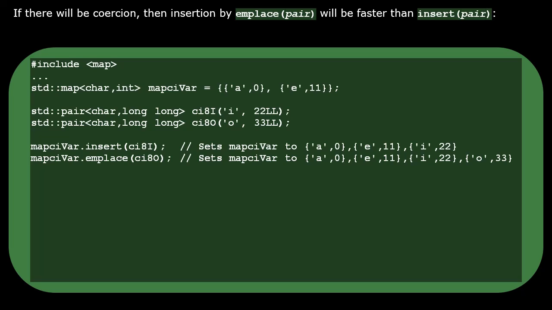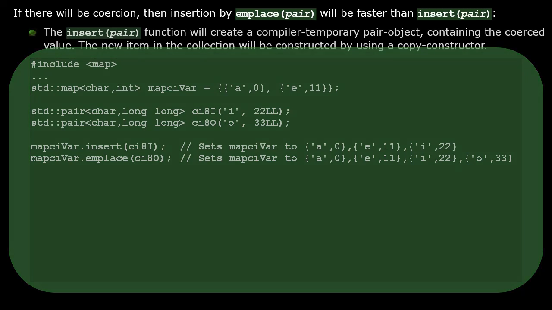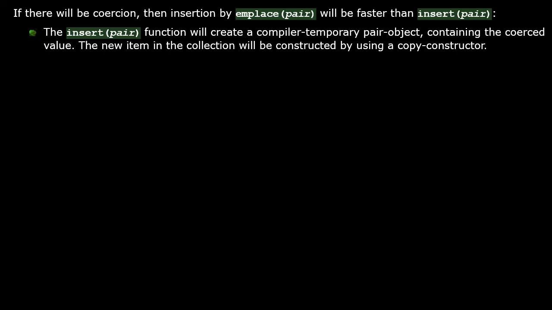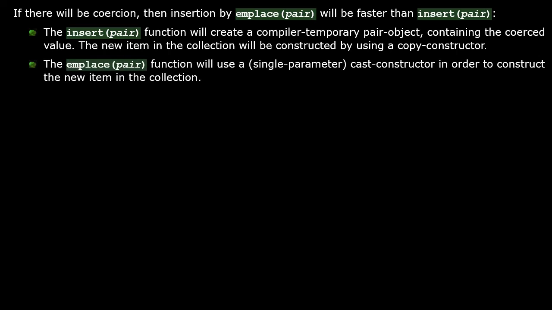If there will be coercion of the value type, then the emplace function will be faster than the insert function. That's because the insert function will create a compiler temporary pair object to contain the result of the coercion. The new item in the collection will then be constructed by using a copy constructor, copying from that compiler temporary. The emplace function will use a one-parameter cast constructor in order to construct the new item directly in the collection.